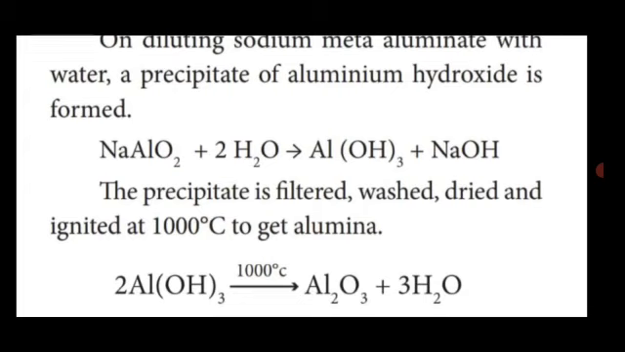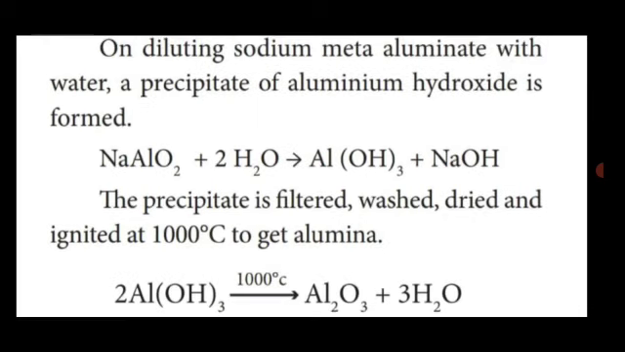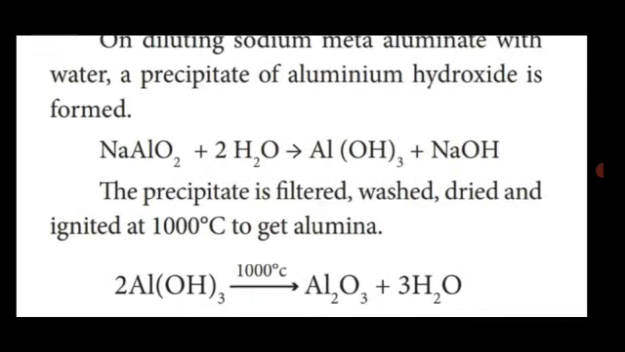The precipitate is filtered, washed, dried and ignited at 1000 degrees Celsius to get alumina. What is the precipitate? Aluminium hydroxide precipitate is filtered, washed, dried and ignited at what temperature? 1000 degrees Celsius. We get alumina. Take 2 moles of aluminium hydroxide, 2Al(OH)3, the coefficient representing the number of moles. Under a temperature of 1000 degrees Celsius, we get alumina. What is the formula of alumina?